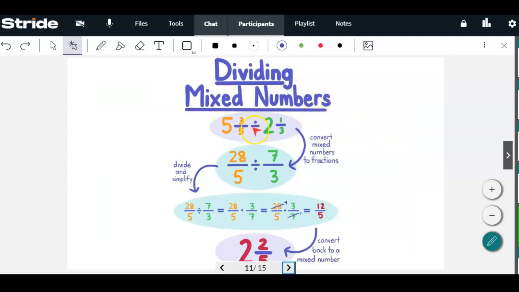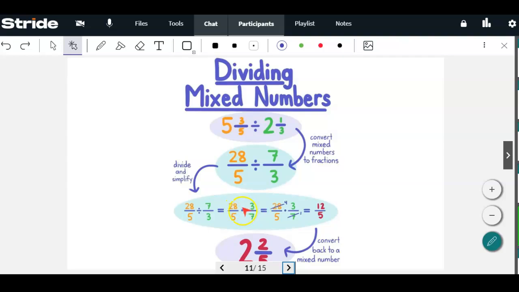All right, dividing is a little bit different. Hopefully you remember this. You're going to convert them to improper fractions. 5 times 5, 25 plus the 3 is 28. 3 times 2 is 6 plus the 1 is 7. Now here's where it gets different. Since you're dividing, the first fraction stays the same. You change the division to multiplication and you flip this fraction, or you do the inverse of 3 over 7.